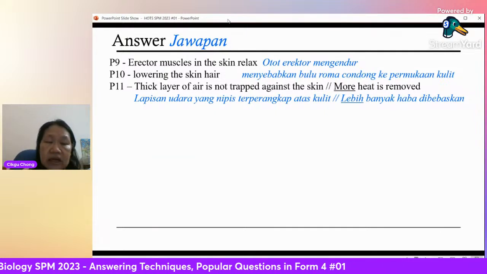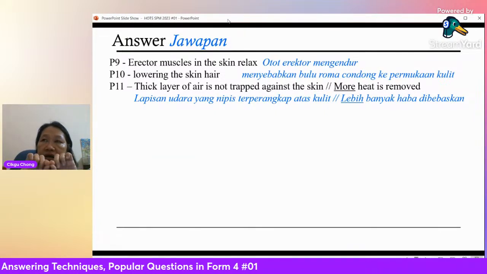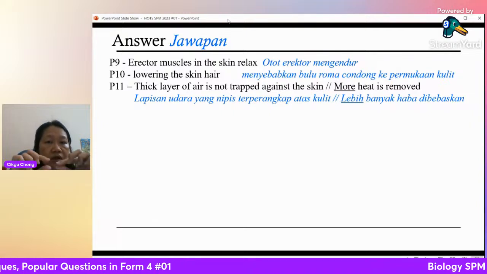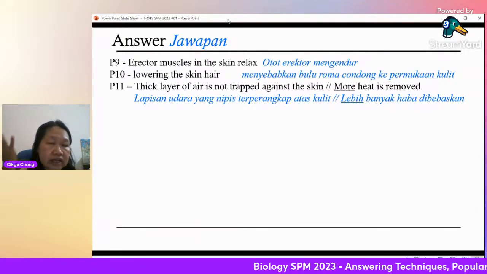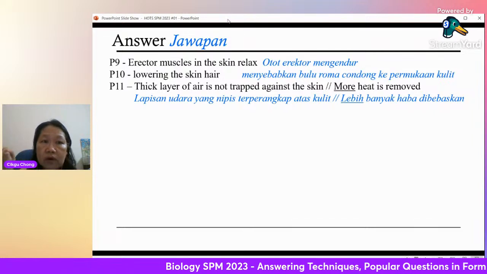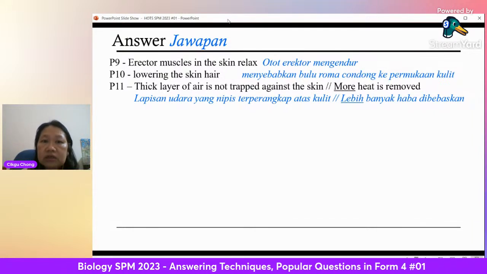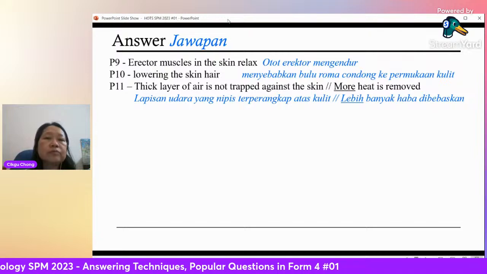That means it's not thick now. So air is an insulator. So the thicker the layer of air, the more insulation you have. Your heat will not escape. So now, with a thin layer of air, there is less insulation, and more of your heat will be removed.